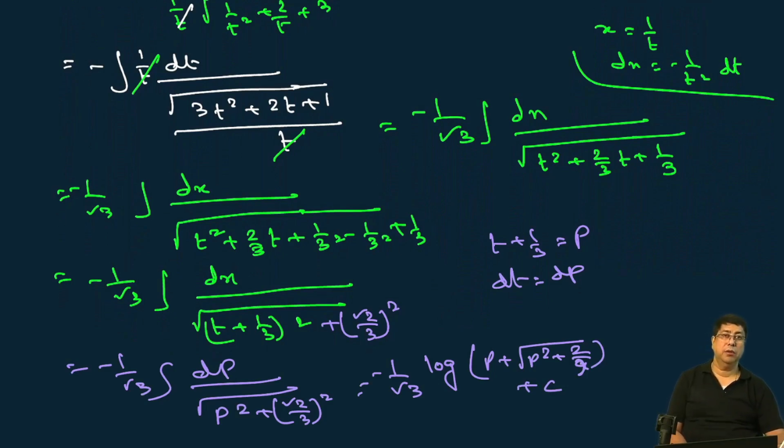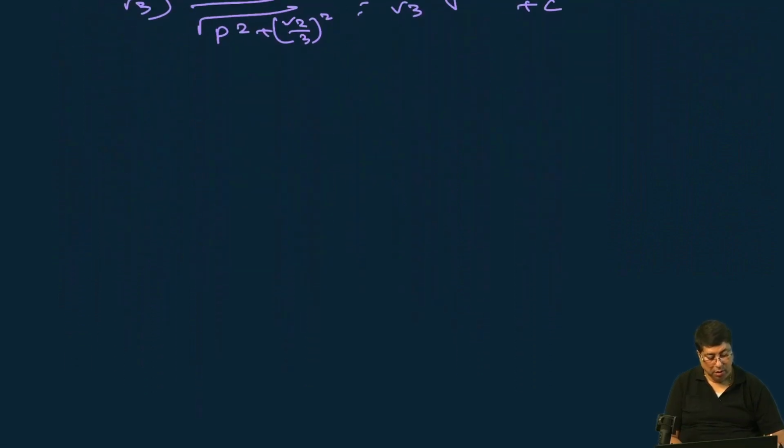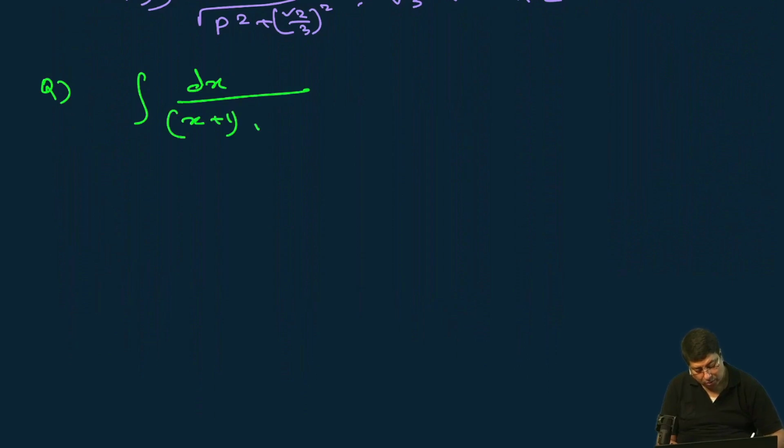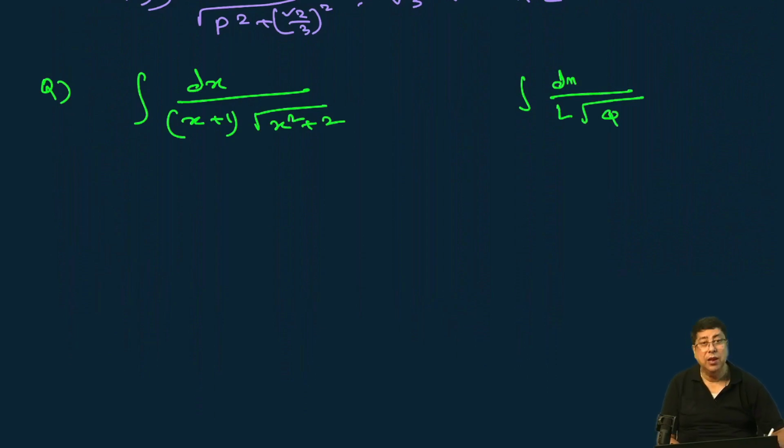I am going to another question. Suppose one more question: dx by x plus 1 into root over of x plus x square plus 2. Same thing, it is in the form of dx by linear into root over of quadratic. So linear equal to 1 by t, which we have to take.